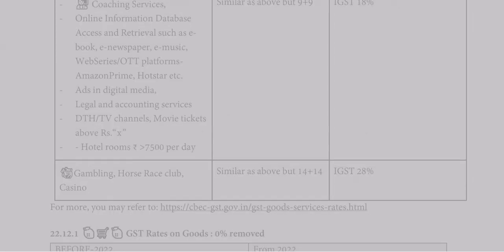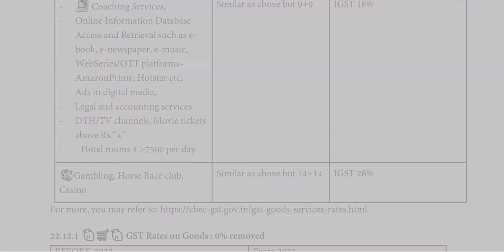Coaching services, online information database access and retrieval such as e-book, e-newspaper, e-music, web series, OTT platforms like Amazon Prime, Hotstar etc., ads in digital media, legal and accounting services, DTH, TV channels, movie tickets above Rs. X, hotel rooms greater than 7,500 per day: similar as above, but 9 plus 9, IGST 18%.